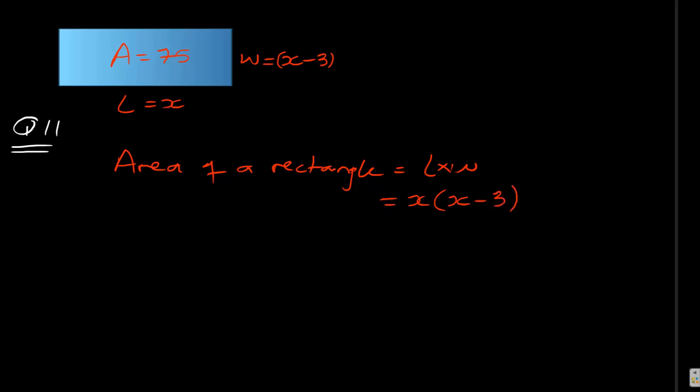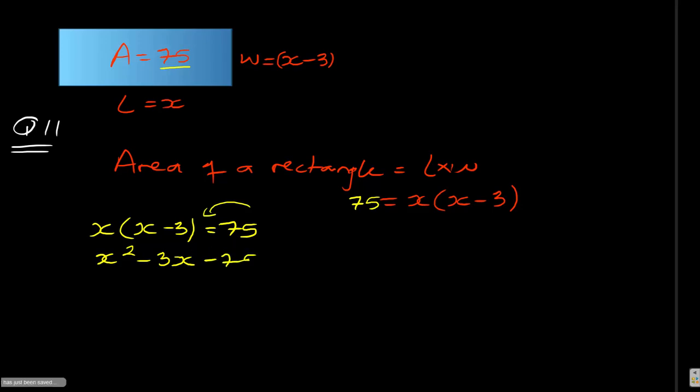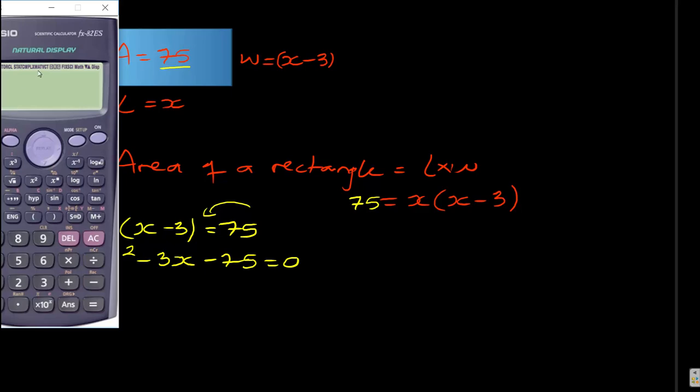But remember, they told you that this particular A, which is the area, is 75 square meters. So here you have to solve for x, meaning x times x minus 3 is equal to 75. Then you open the bracket, you've got x squared minus 3x. You transpose 75 across the sign, it becomes x squared minus 3x minus 75 is equal to 0. I'll suggest that you use your quadratic equation so that you can quickly find your values of x.